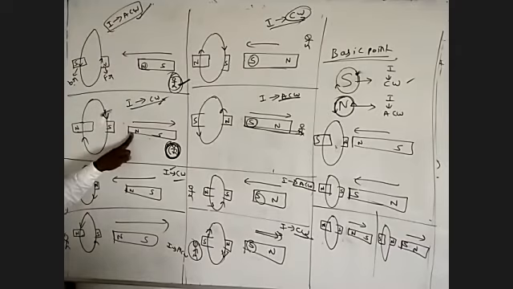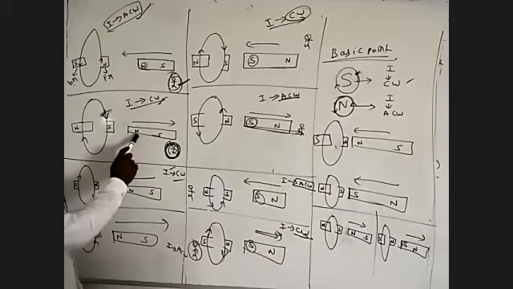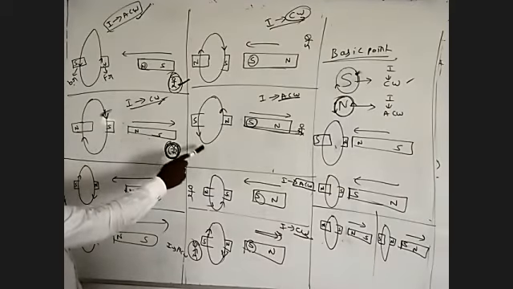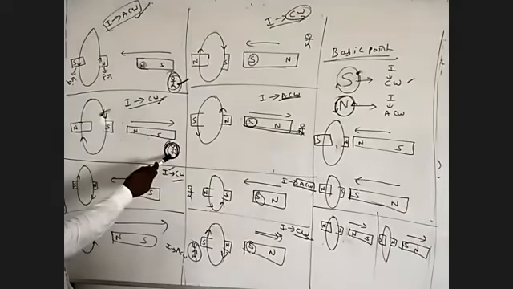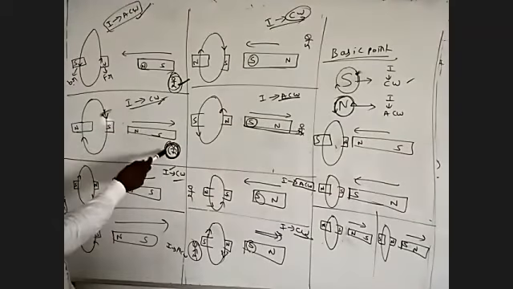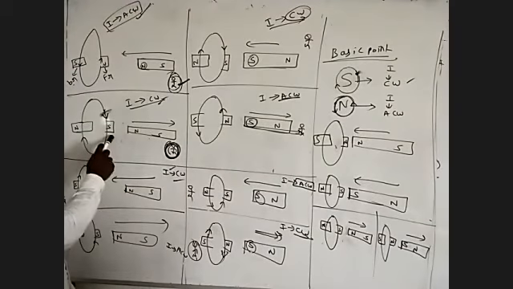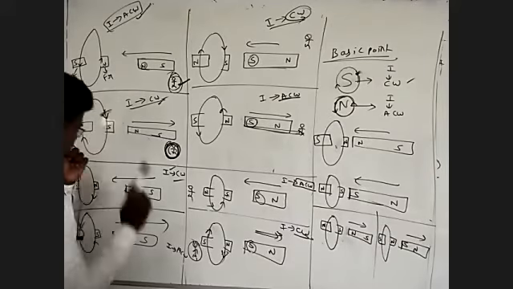Next, the north pole of the magnet is moving away from the coil. Here, the front ring acts as a south pole, the back ring acts as a north pole. But the observer is in front of the coil, seeing the south pole of the ring. South pole of the ring means the current is clockwise.